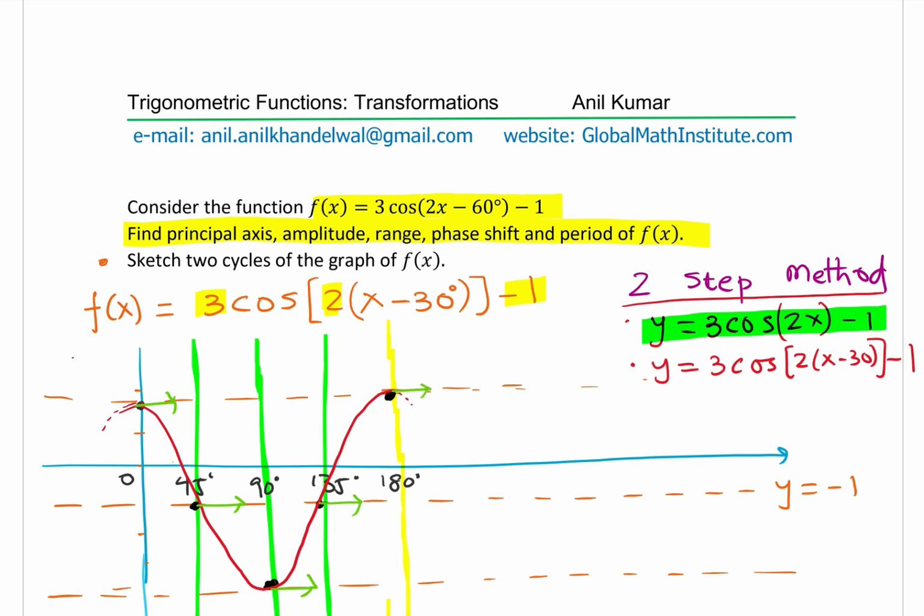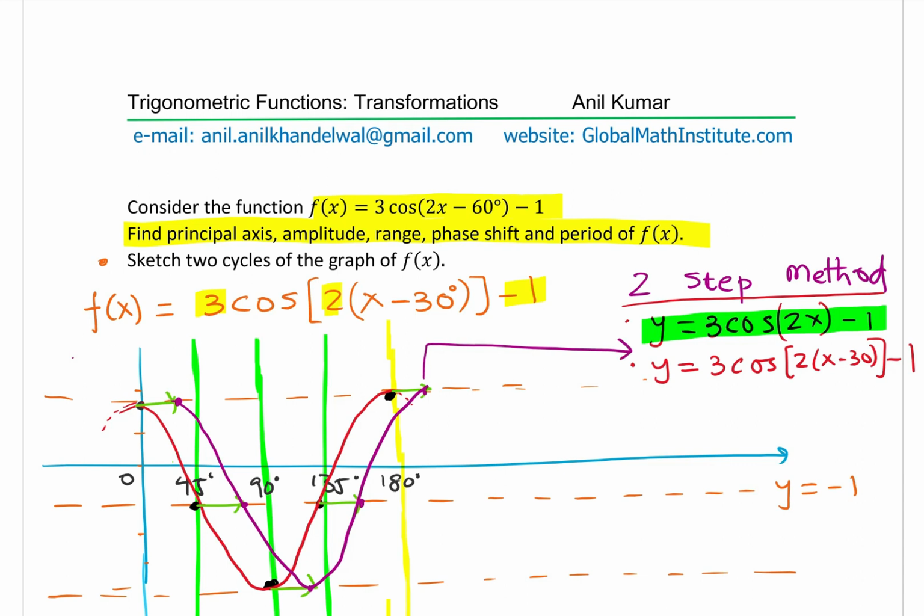Perfect. So once you do that, you have your graph. And now let us sketch the graph itself. Now the graph can be connecting these points. Since we have these points right there, we can sketch one cycle of the graph. So that is one cycle of our function.